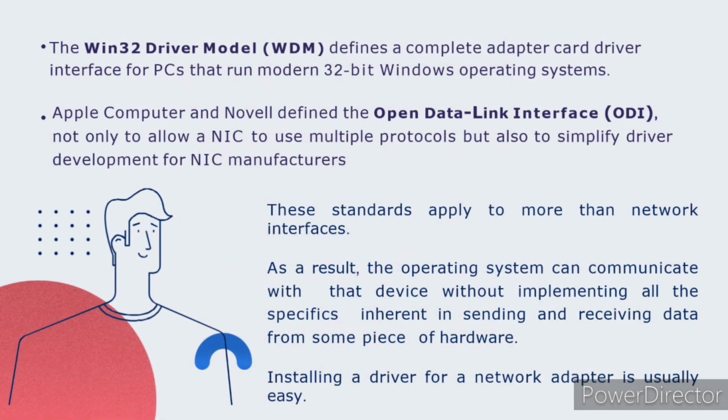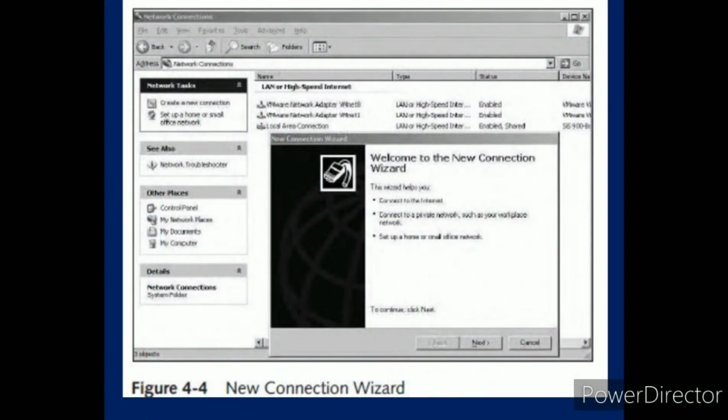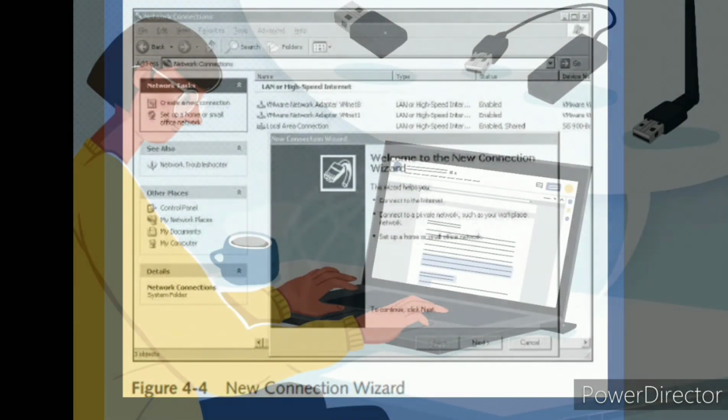The following principles apply to more than just network interfaces. As a consequence, the operating system will communicate with the computer without having to face any of the complexities of sending and receiving data from a piece of hardware. As you can see in figure 4, this configuration information usually is necessary only with legacy network interface cards due to resource conflicts. Most plug-and-play network interface cards will install and use available computer resources without any user intervention.